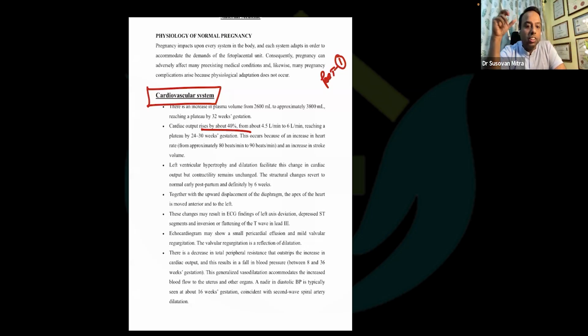There is also a physiological left ventricular hypertrophy and dilatation of the left ventricle, which always happens due to the increase in cardiac output. But the contractility remains the same. The structural changes are reversible, and it will go back in the postpartum state by 6 weeks. Equally important, let's keep this one. A question has been asked multiple times on which it is, how it goes back.